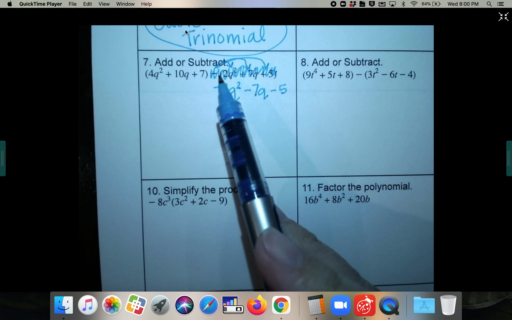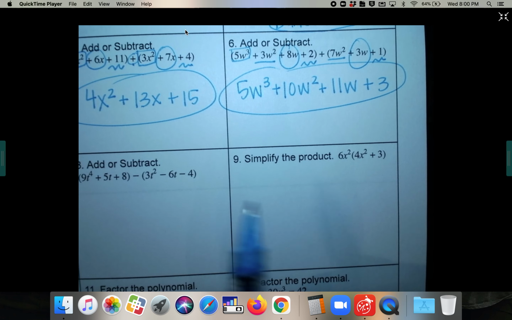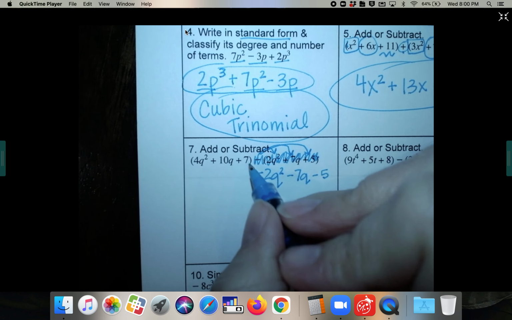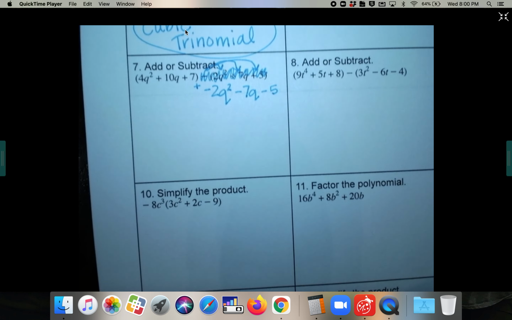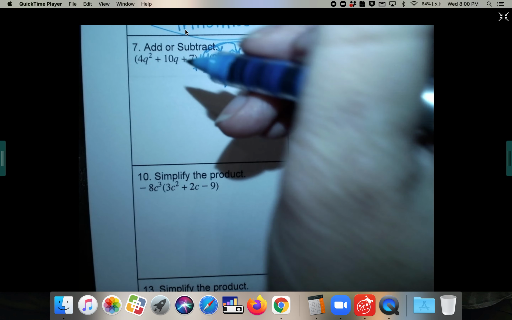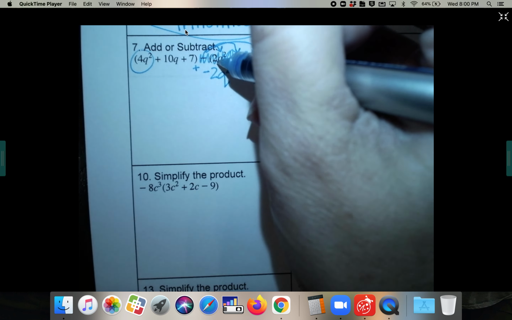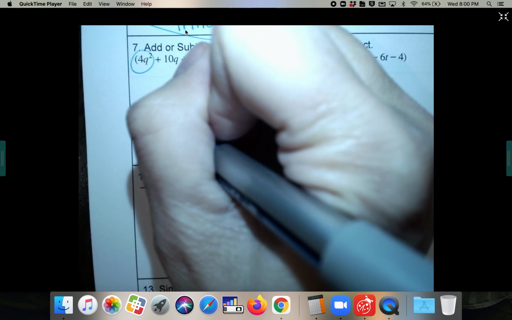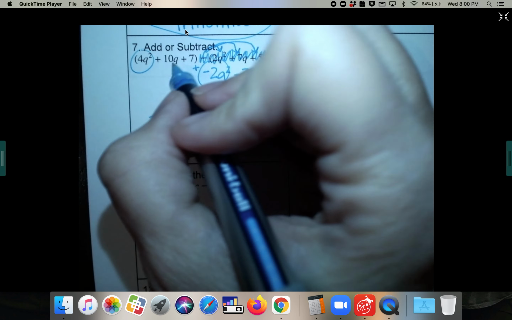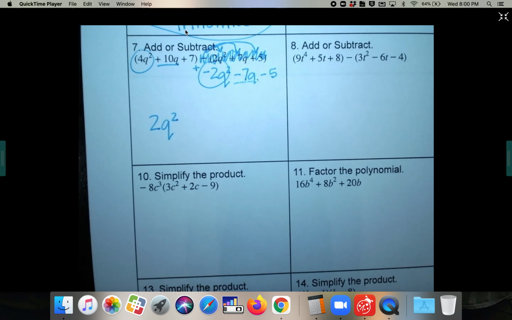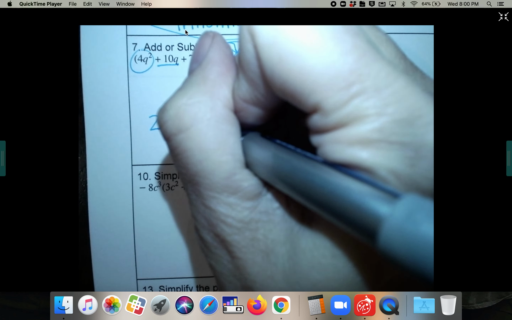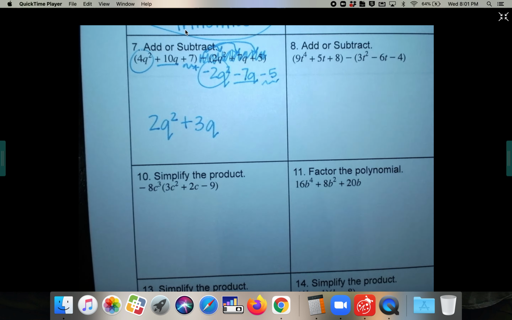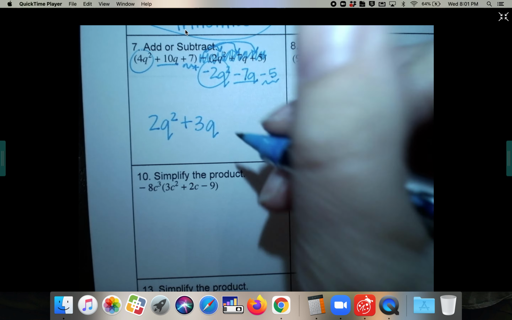Because now that I've gotten rid of that subtraction sign, I can do it exactly how I did these and just add. So now that I've gotten rid of that minus, I'm just going to add the whole thing. I'm just going to combine the like terms. So I've got a 4q squared plus a negative 2q squared, which would be 2q squared. I've got a plus 10 and a minus 7q, which would be plus 3q. And then I've got a positive 7 and a minus 5, which positive 7 minus 5 is positive 2.